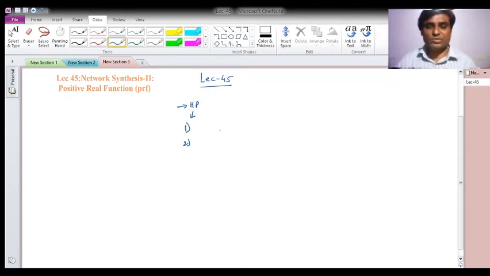We have also seen the properties of the Hurwitz polynomial. The first property was that if I have the polynomial p of s, which is a_n s raised to n, and so on, a1 s plus a0, there should not be any missing coefficient between a1 and a0. Then the second property says there should not be any missing term between a_n and a0, except for an even or odd polynomial.